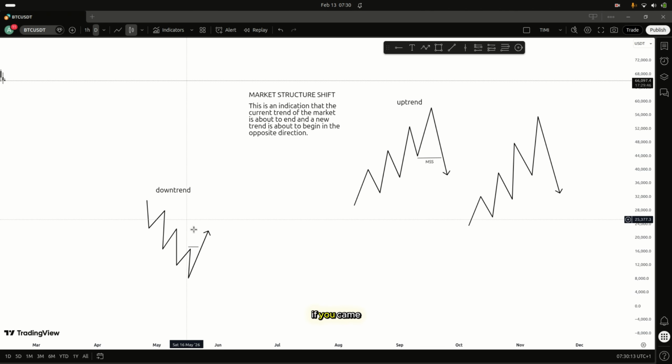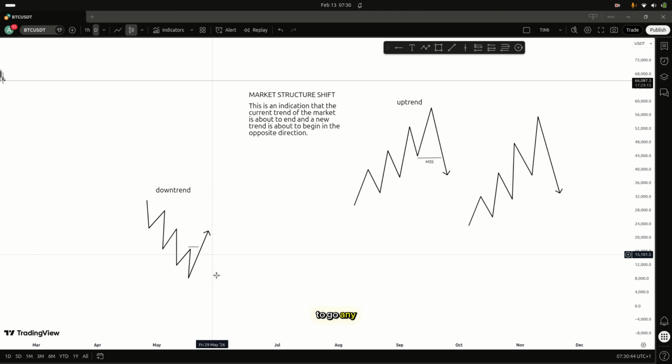So if you came to the chart and price was previously in a downtrend, giving you a series of lower highs, lower lows, lower highs, lower lows, for price to continue in that pattern, price will not break. Price will always respect structure. It will not break the structure. But immediately price came here and took out this previous high, price was telling you, this is an indication. Price was telling you, I'm about to reverse and start going up.